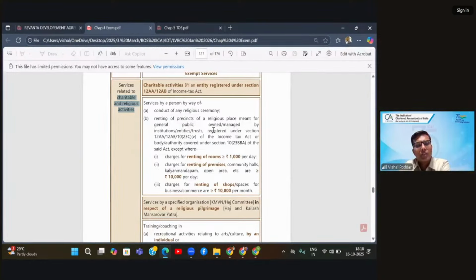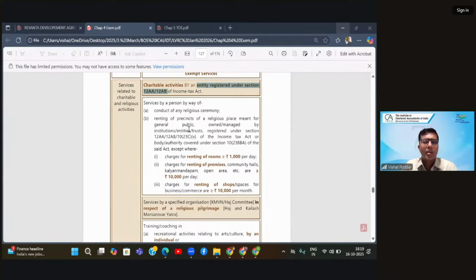There is one thing which is common between the income tax law and the GST law: in order to get this exemption, the entity should be registered as per section 12AA or 12AB of the Income Tax Act. So, in order to get the exemption for these charitable activities, you have to be first registered as a charitable trust, and the registration provisions are the same as those of income tax law. This is the only similarity. But what is exempt is very different between income tax law and the GST law.